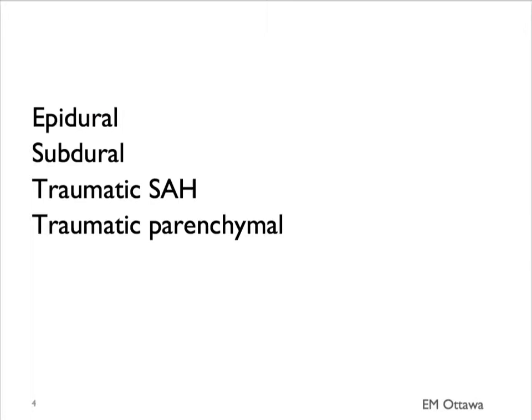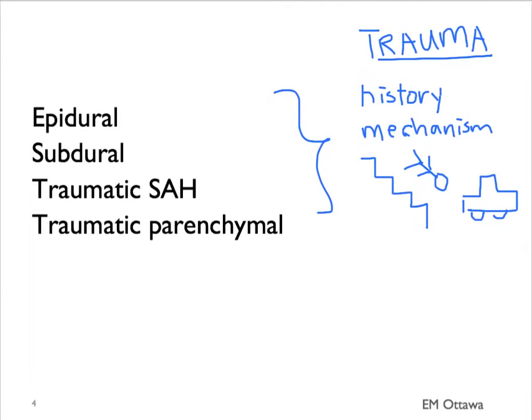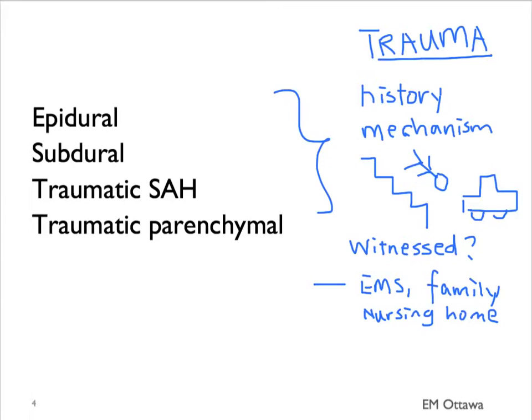Epidural, subdural hematoma, and traumatic subarachnoid and traumatic parenchymal bleed are from trauma. And therefore, we will need to find out whether there is a history of trauma, what mechanism is involved, whether this is a fall or in a motor vehicle collision. We will want to find out whether the event was witnessed and therefore get more information about the event itself, such as gathering information from EMS personnel, family member, or other personnel from nursing home facilities.